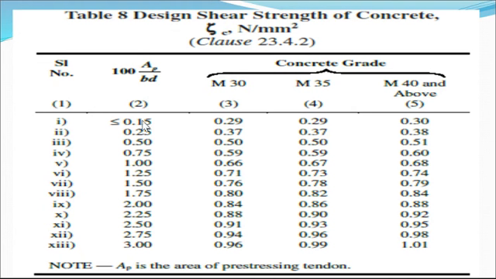This is the table number 8, that is the design shear strength, tau C. It depends on the percentage of pre-stressing tendon or cable provided. AP is the area of the pre-stressing cable or tendon or strand divided by effective cross section BD multiplied by 100. That is the percentage of pre-stressing provided. 0.15 or less, M30 concrete, M35 and M40 and above. Depending on that, we can select the value of tau C.